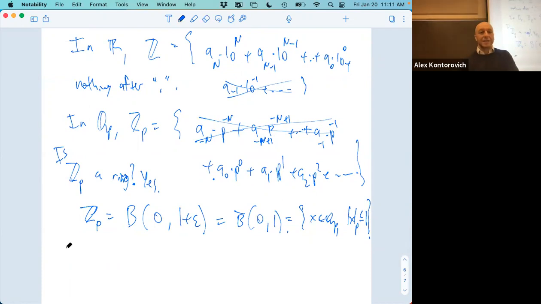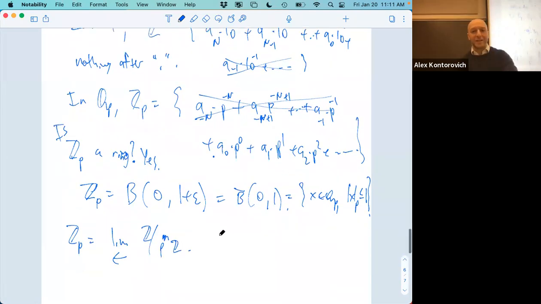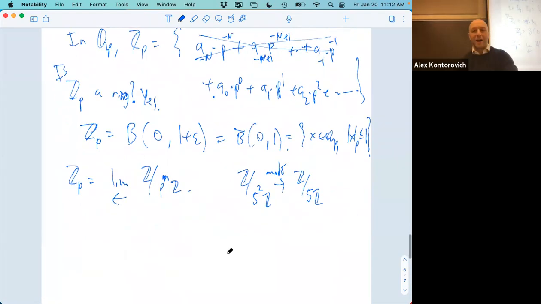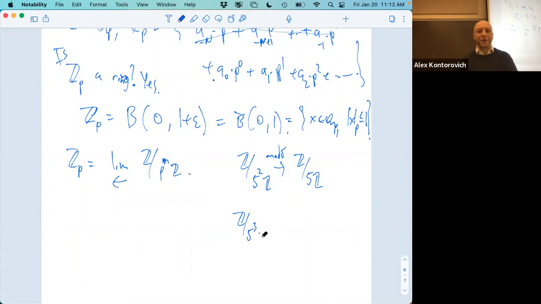So Z_p, as you already said, is the inverse limit of these quotients Z mod p^n Z. What does this mean for those that haven't seen these kinds of things before? Z mod 5 squared has a map onto Z mod 5. That map is called mod 5. If I know what the number is mod 25, I also know what it is mod 5, just by reduction. I also have Z mod 125, which I could reduce mod 25, or I could also reduce mod 5.